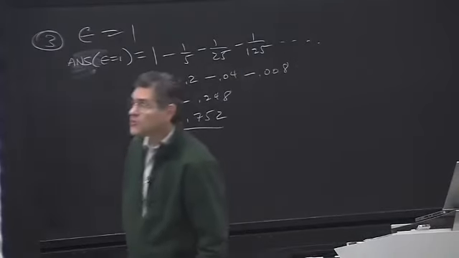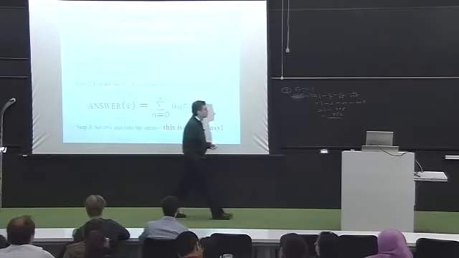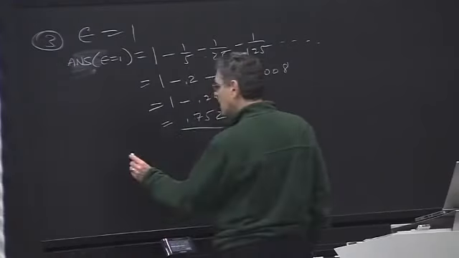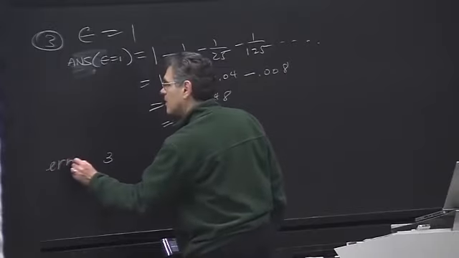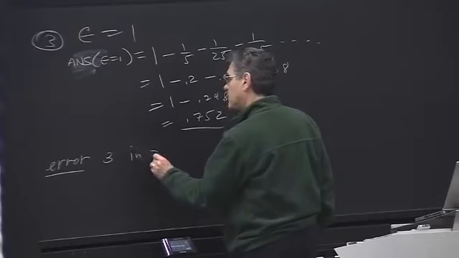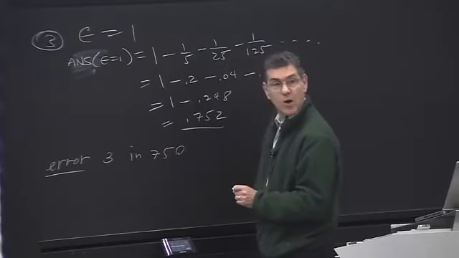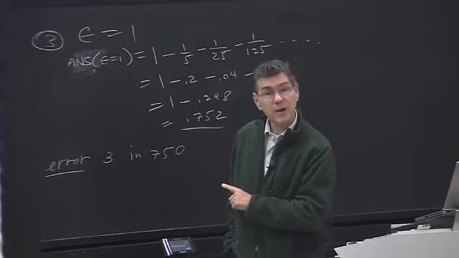And the correct answer is 0.755. So with that amount of work, which is a really trivial amount of work, very lowbrow, we're off by 3 parts. The error is 3 parts in about 750, which is a fraction of a percent. So we did a very small amount of work, and we got a very good answer.